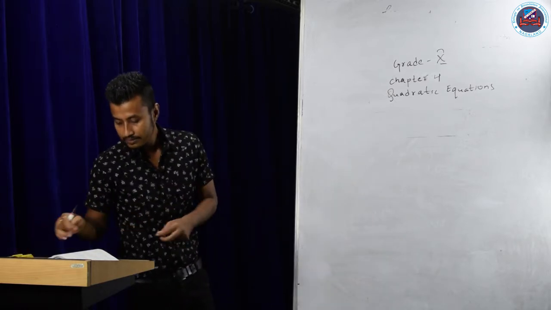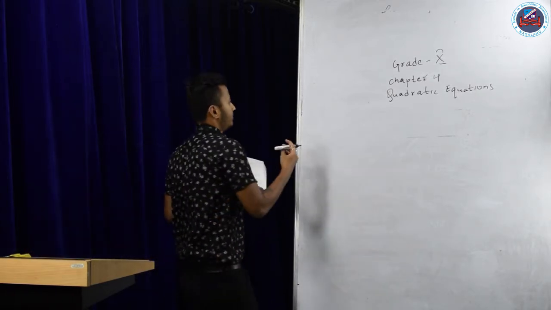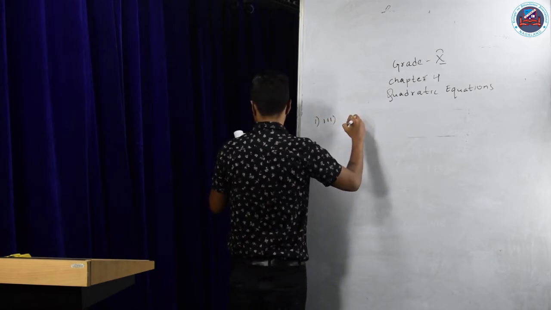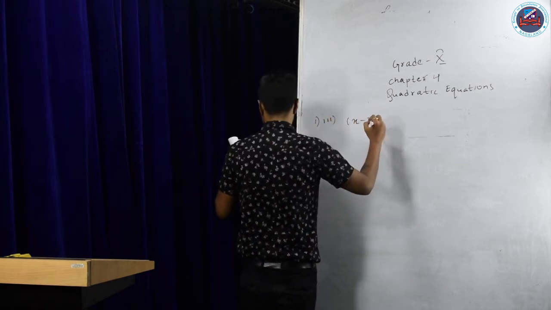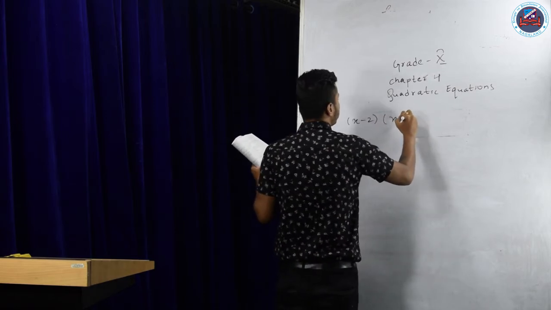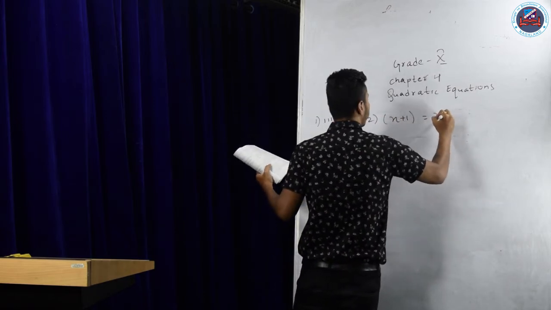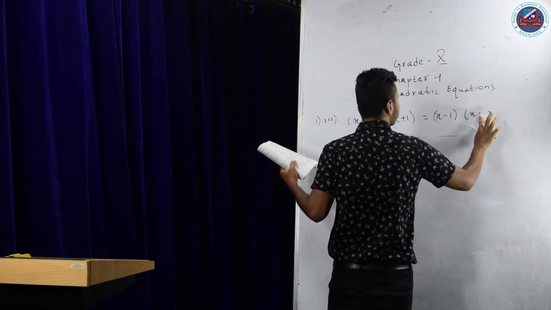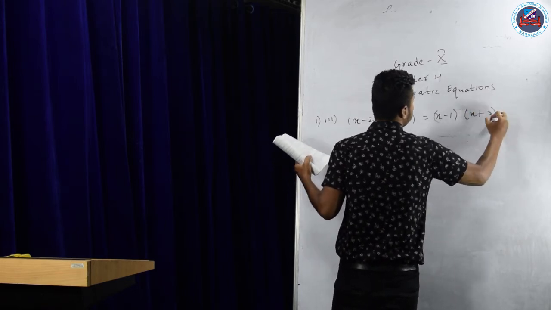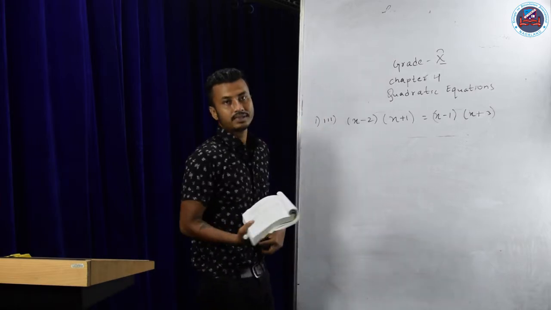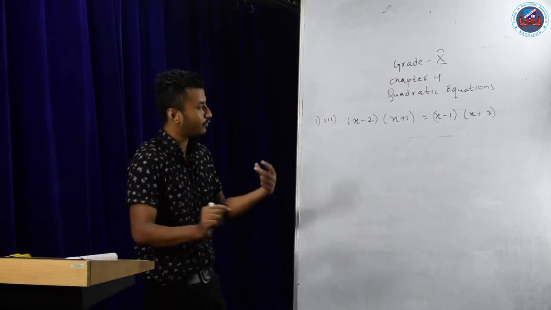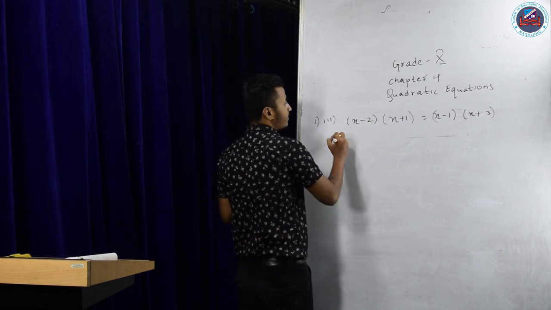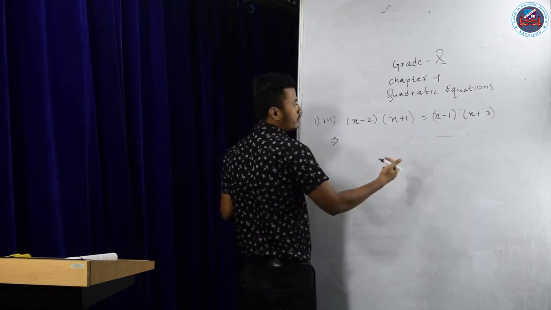The question is, x minus 2 times x plus 1 equals to x minus 1 times x plus 3. Guys, this is the question. You have to represent it in quadratic equation form, or you have to check whether this is a quadratic equation or not. So what will I do? First I will open up the brackets. I will try to solve the equation actually.